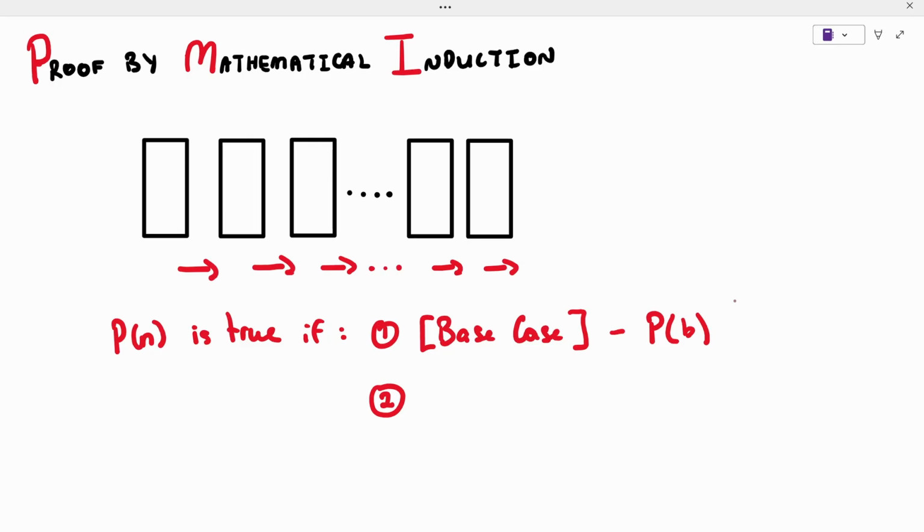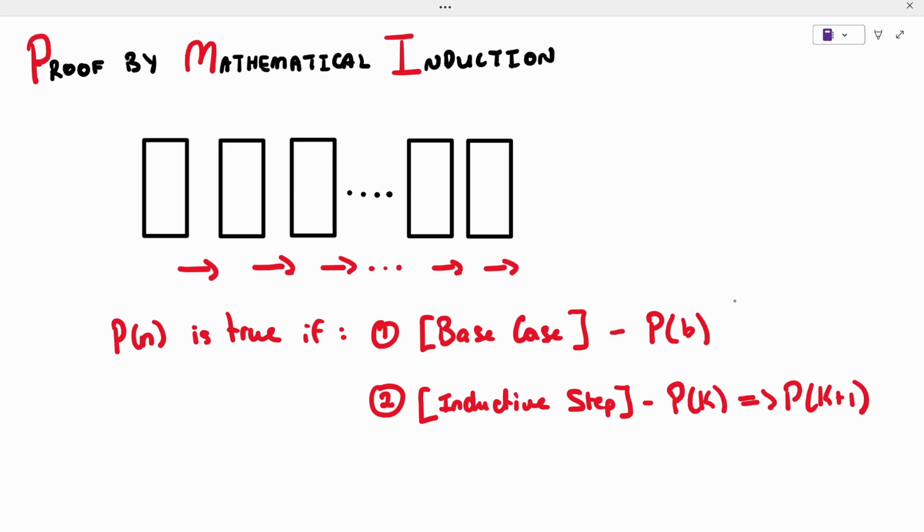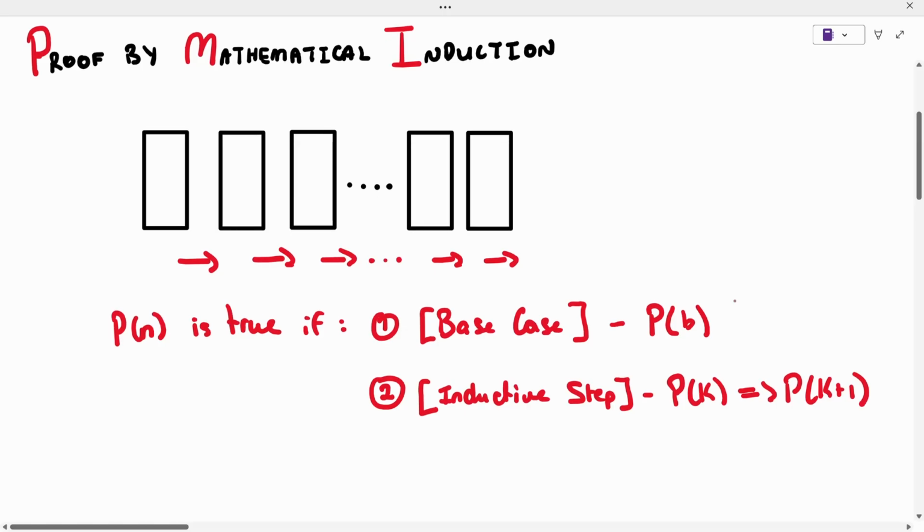once one domino falls, it hits another one and the other one falls. Right? So this is called our inductive step. And it basically says anytime P(k) is true, this implies P(k+1) is true. Right? So as we go along, our general format for PMI is going to be: prove the base case, prove the inductive step. Right?